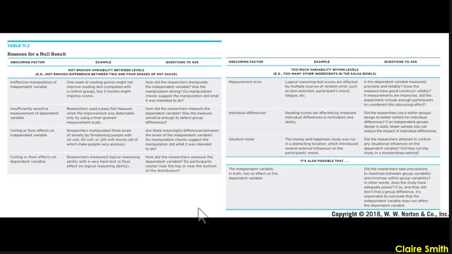Okay, there's another table in your book looking at different reasons for null results, examples, and then questions to ask. So again, this is just a really good resource and reference. When you're taking your notes, I would go through here and try to summarize this table. Make sure you understand these 2 tables and you know everything.